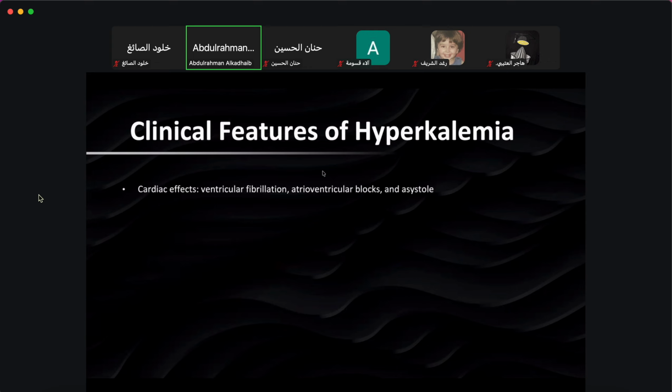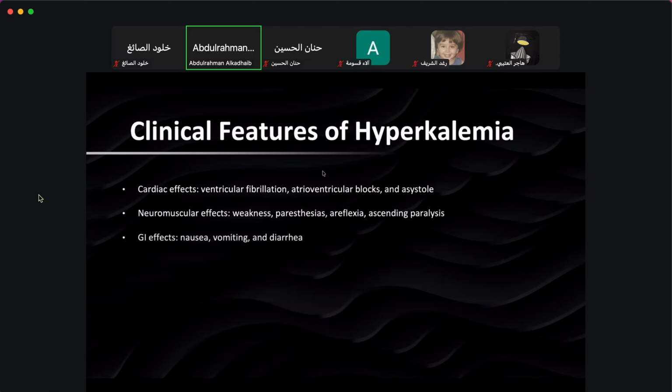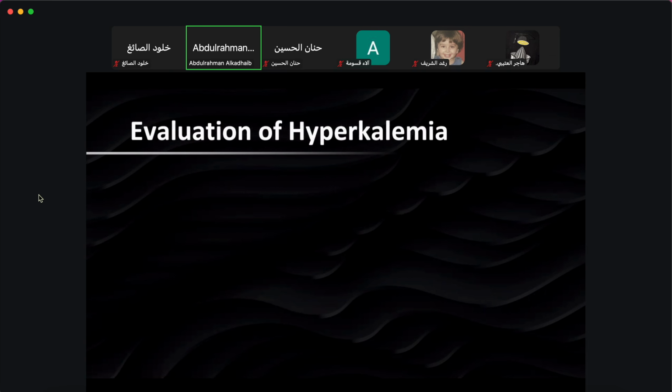The clinical features of hyperkalemia, unfortunately, are non-specific. It may cause several clinical features. For example, in the cardiovascular system, it may lead to arrhythmias, including ventricular fibrillation or intraventricular blocks, or in very severe cases, death due to asystole. The neuromuscular effects may include weakness, paresthesia, or paralysis. GI symptoms may include nausea or vomiting and other non-specific GI symptoms.